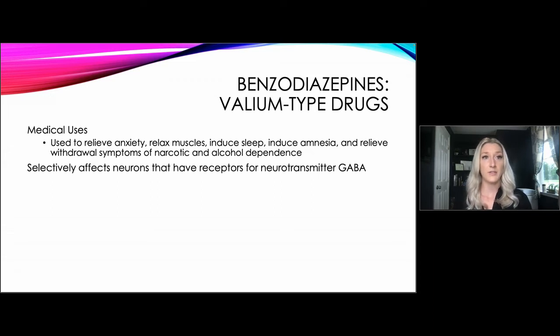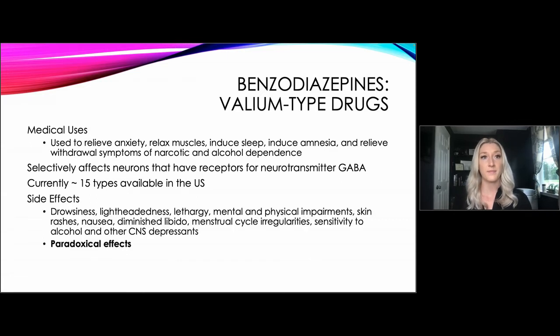So it selectively affects neurons that have receptors for the neurotransmitter GABA. And GABA is an inhibitory transmitter in the limbic system, which alters mood, the reticular activating system, which causes drowsiness, and the motor cortex, which relaxes your muscles. An antagonist drug to this is flumazenil. So currently there's about 15 types of benzodiazepines that are available in the United States.